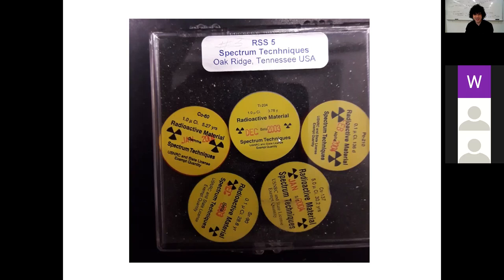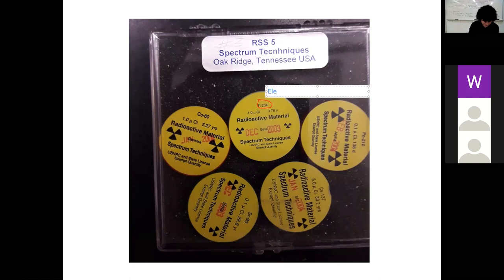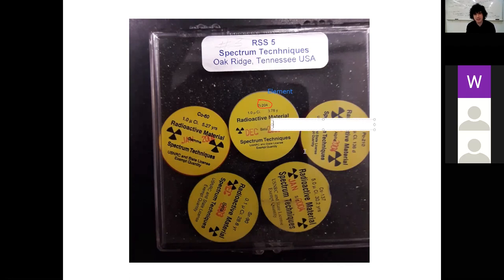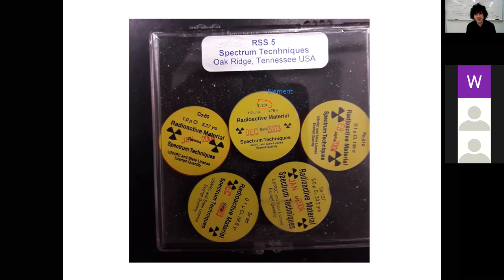This is the fabrication date. And here we have the elements. I can highlight here. Here is the element, in this case, thallium-204. Maybe I can even zoom in here. Let me go to the next slide.